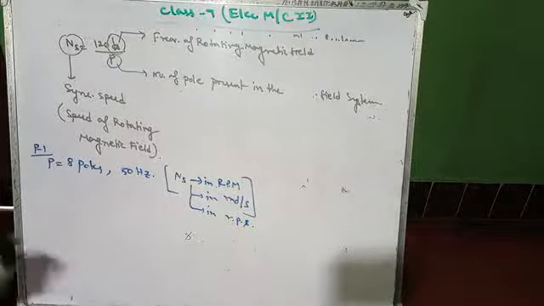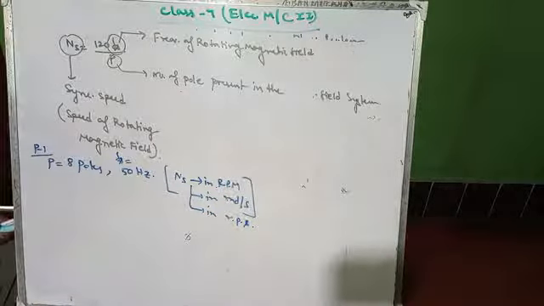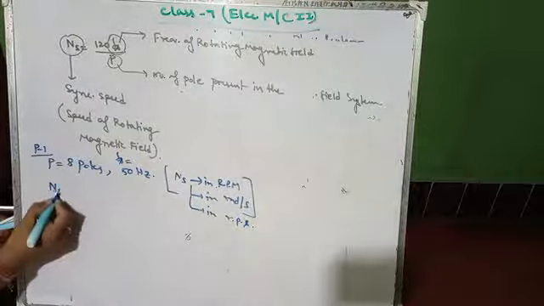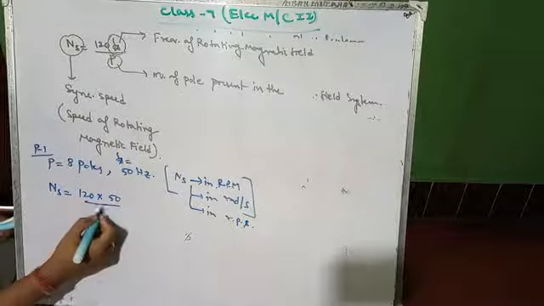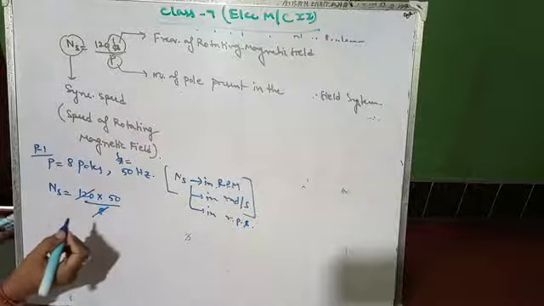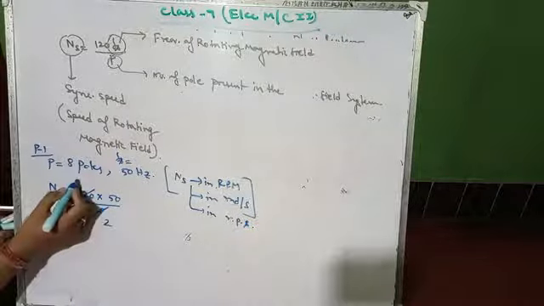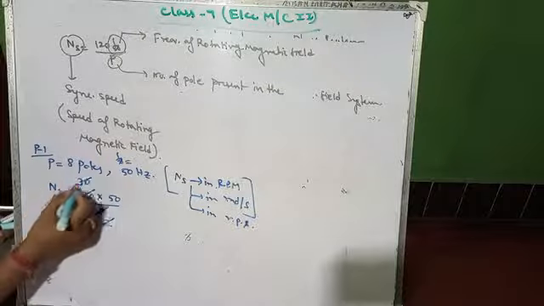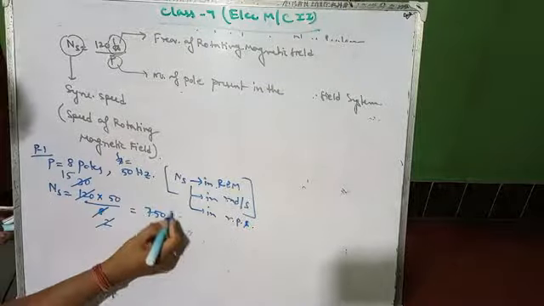So Fs equals 50 Hz, P equals 8 poles, and clearly you can say Ns equals 120 into 50 by 8. So your multiplication will cancel out by 4, 8 will be 2, and 120 by 4 will be 30, then 30 by 2 will be 15, right? 15 into 50, that is 750 RPM.